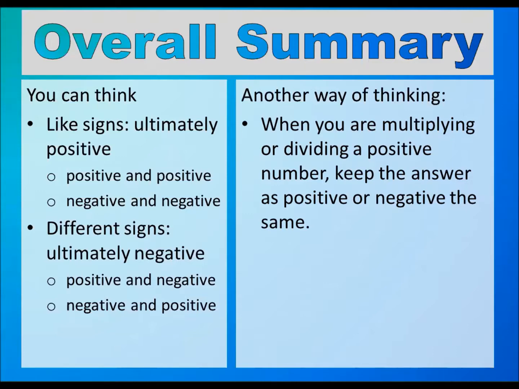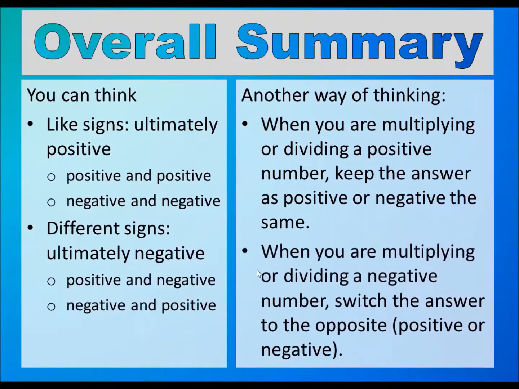For example, if I have positive and positive, the latter positive would not change, so the answer will be ultimately positive from the first positive. If I have negative and positive, the latter positive would not change, so the answer would be negative.